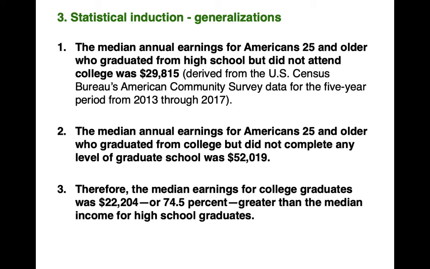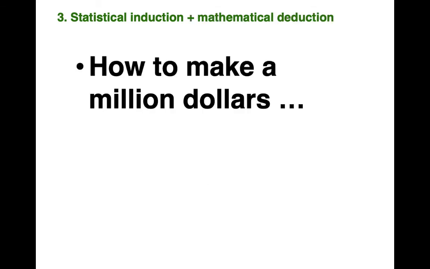Conclusion: the median earnings for college graduates was $22,000, or 74.5%, greater than the median income for high school graduates. Is it saying it's true for each of them? No, it's saying it for the population observed. Let's use statistical induction, those statistical generalizations plus the conclusion of that previous argument, and math. Mathematical deduction, arithmetic, that's the same thing.